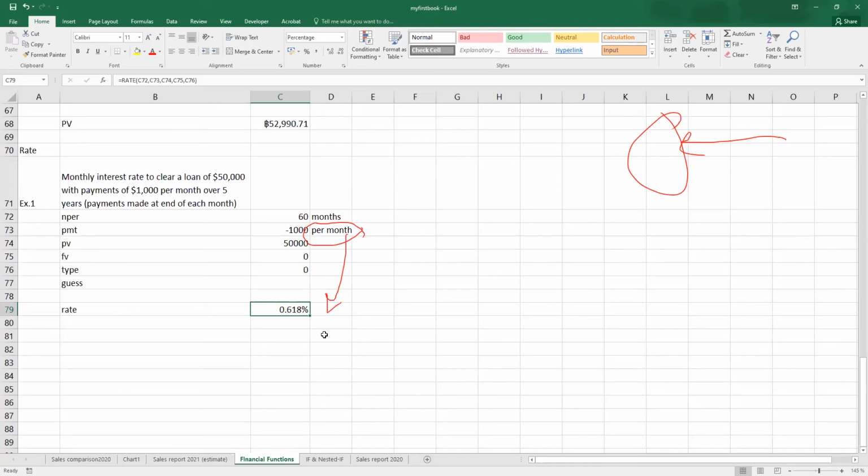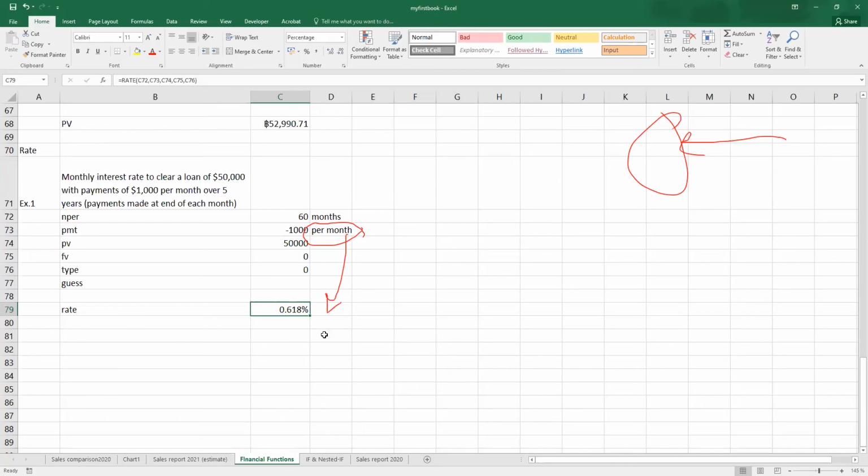Because everything is on a monthly basis. We change the number of periods to be the number of months. We calculate the payment amount as the payment per month. That's why when we calculate the rate, it is the rate per month as well. So when you calculate this, you can see that even if we don't enter the guess value, which if omitted is 0.1 or 10%, it's a lot different from here because the rate here is just 0.6.